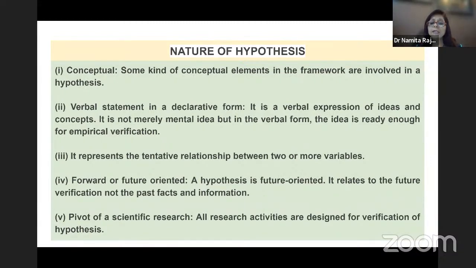So it exists, the tentative relationship between two or more variables, forward or future oriented. The hypothesis is always future oriented. It relates to the future verification, not the past facts or the information. So always keep this in mind, that it has a future and a forward orientation rather than a backward orientation, because we move forward in terms of the future verification, in terms of the relationship with the future, in terms of the facts of the future, in terms of the information of the future, not going backward, right? So it's about the pivot of a scientific research.